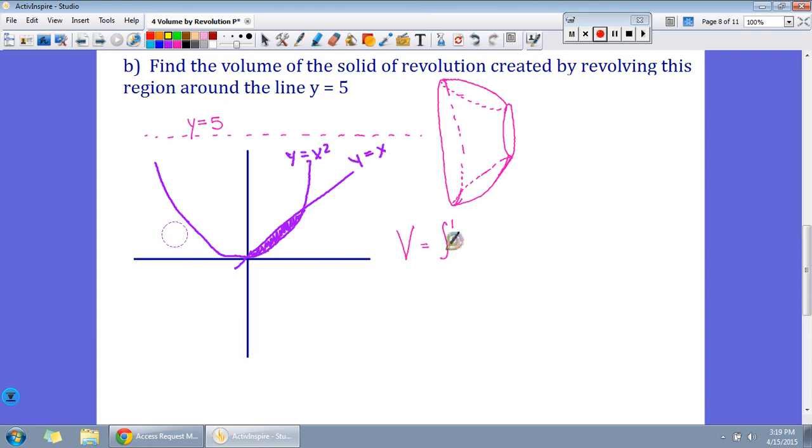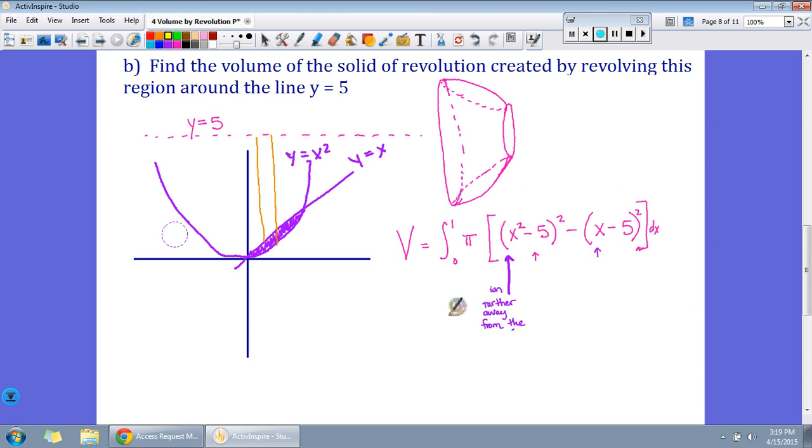So our volume equation is still going to be from 0 to 1, and we're still going to have pi, but the first equation is going to go from the axis of revolution all the way to the x squared, and our inner radius is going to be just x. So we have (x squared minus 5) squared minus (x minus 5) squared, where x squared is the function further away from the axis of revolution, and x is the function closer to the axis of revolution.